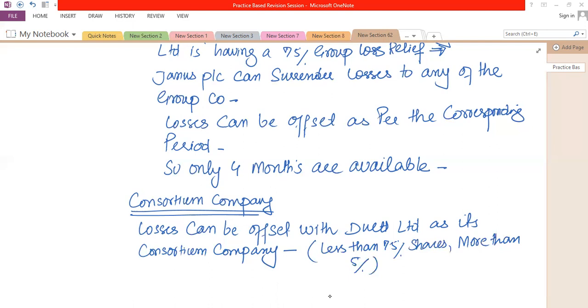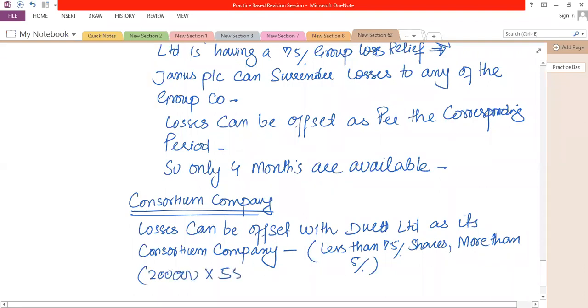But how much loss can be offset? So the losses can be offset up to the percentage. This is a difference: you can offset this much of loss only, which is 1,10,000. Now this is the complete explanation.